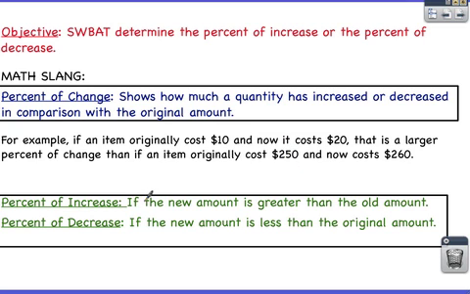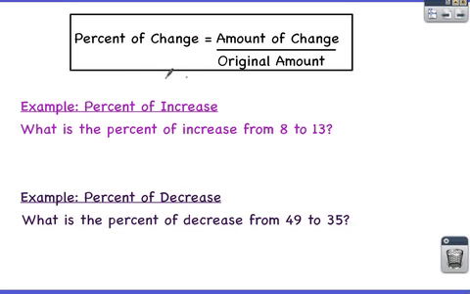A percent of increase is when the new amount is greater than the old amount, and a percent of decrease we use when the new amount is less than the original amount. In general, percent of change equals the amount of change, which is the difference between new and old, divided by the original amount. Then you change your answer to a percent.